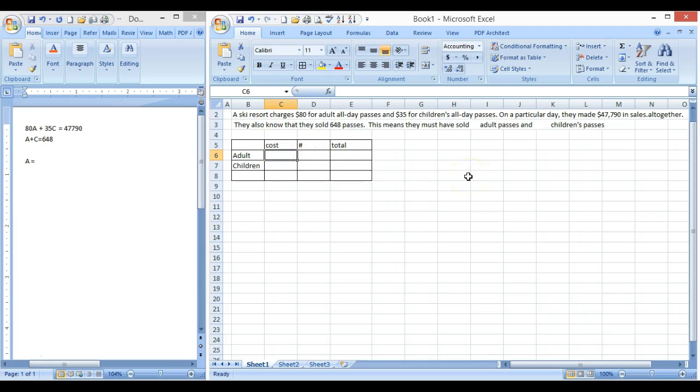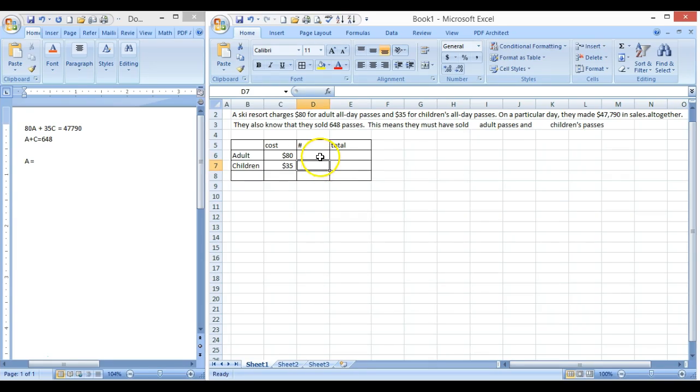So I know the cost for adult tickets is $80. The cost for children's tickets is $35. And so I don't know the adult number of tickets or the children's number of tickets, but I do know the total number of tickets. They sold a total of 648 tickets.